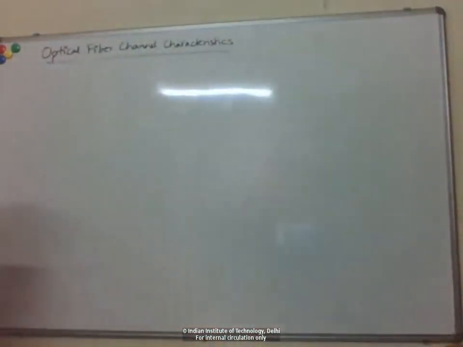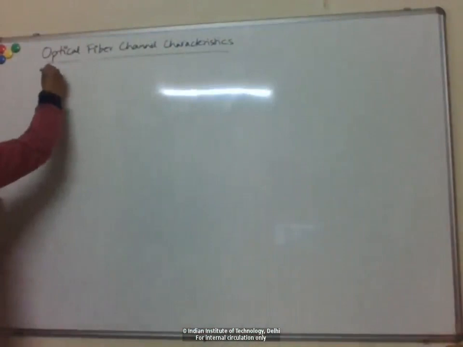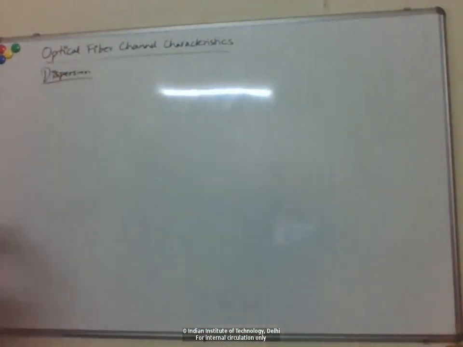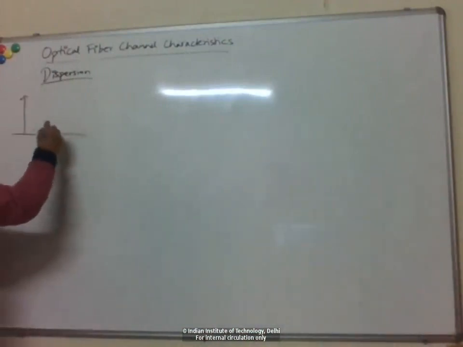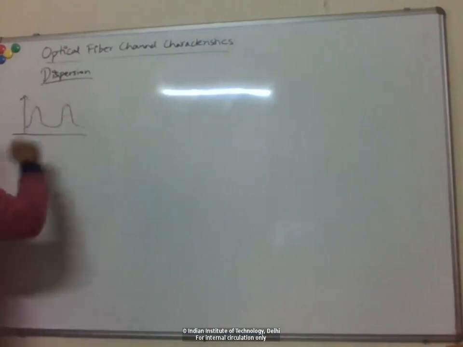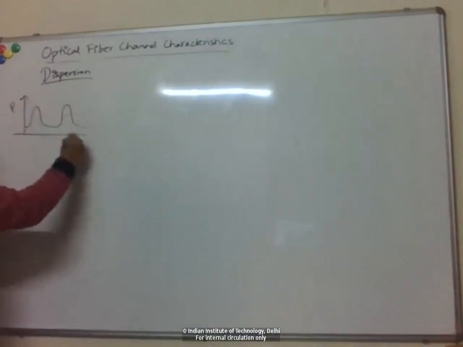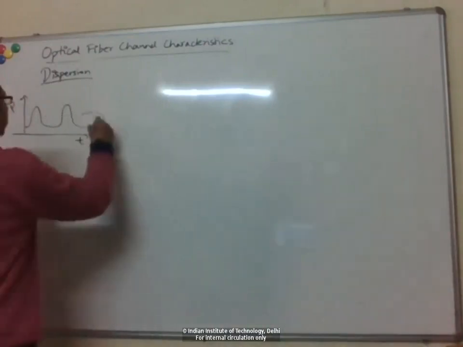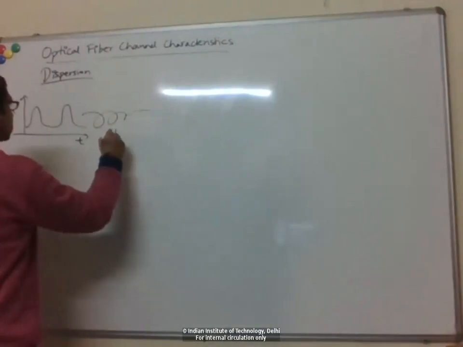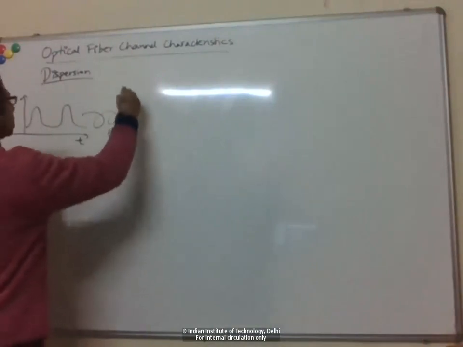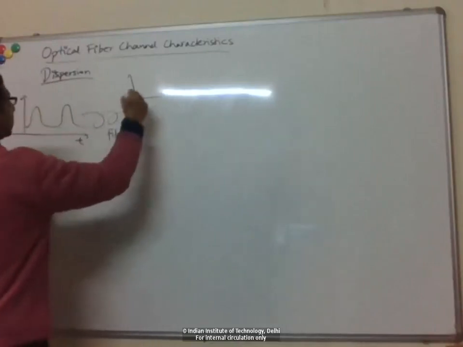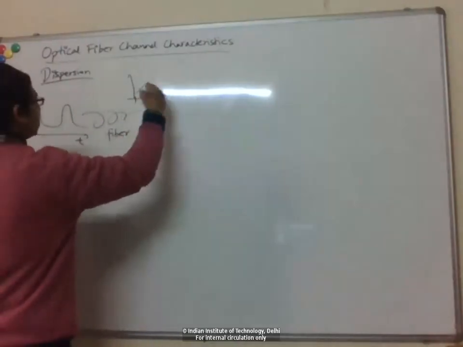Right. So what is dispersion? Again, let's say we are sending some optical pulses at the transmitter. Then we have this fiber, and at the output, after propagation, these pulses start broadening out.